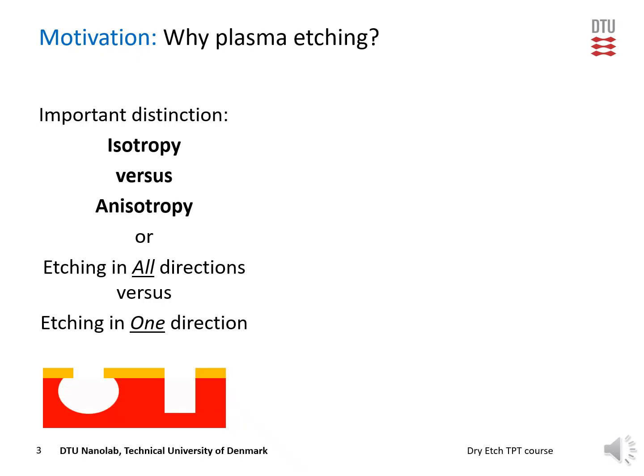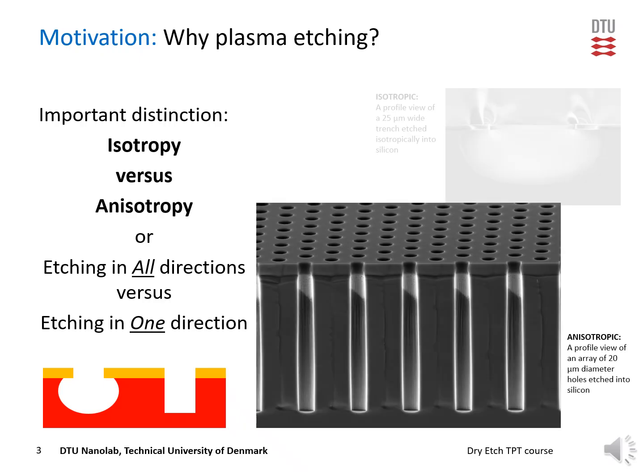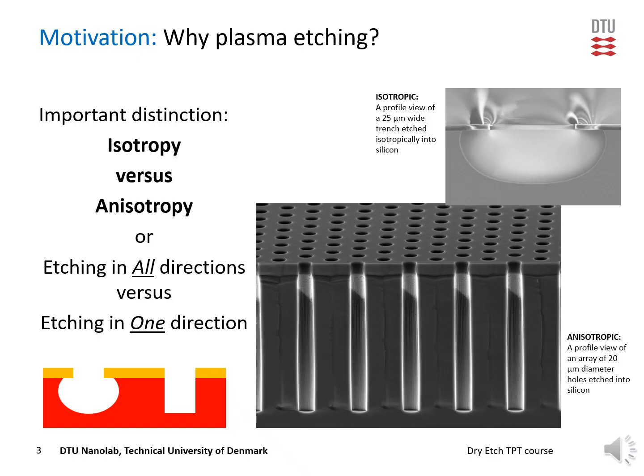The isotropic etch causes undercut beneath the mask, resulting in rounded profiles. This type of etch can be useful in certain applications, but in many cases we prefer the well-defined straight profiles obtained from anisotropic etching. SEM images show this difference clearly. An anisotropic etch produces deep, vertical sidewalls, while an isotropic etch gives smooth, rounded features that extend laterally under the mask.